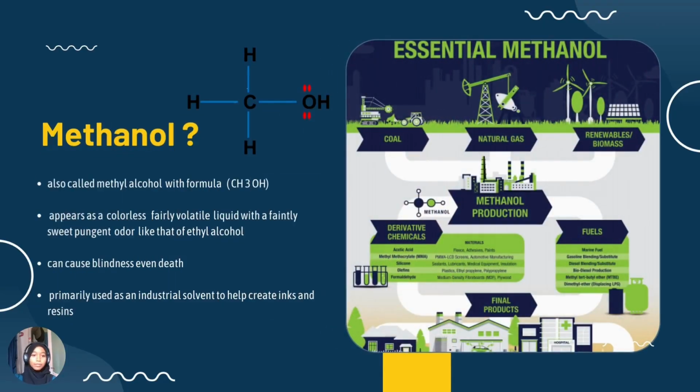First of all, what is methanol? We can call methanol methyl alcohol, with formula CH3OH. It appears as a colorless, fairly volatile liquid with a faintly sweet pungent odor like ethyl alcohol, but it can also cause blindness, even death. Methanol is primarily used as an industrial solvent to help create ink and resins.